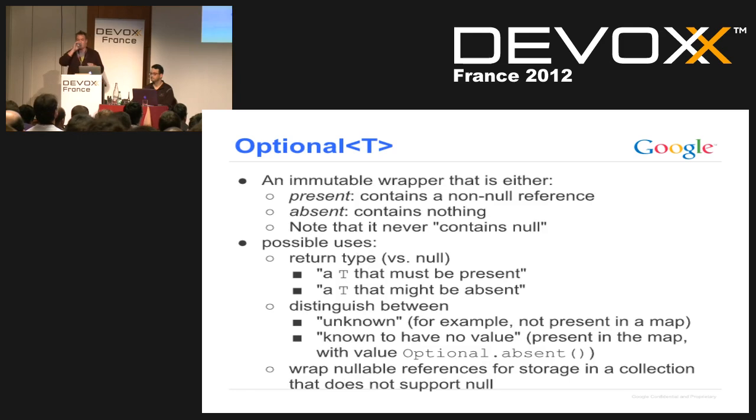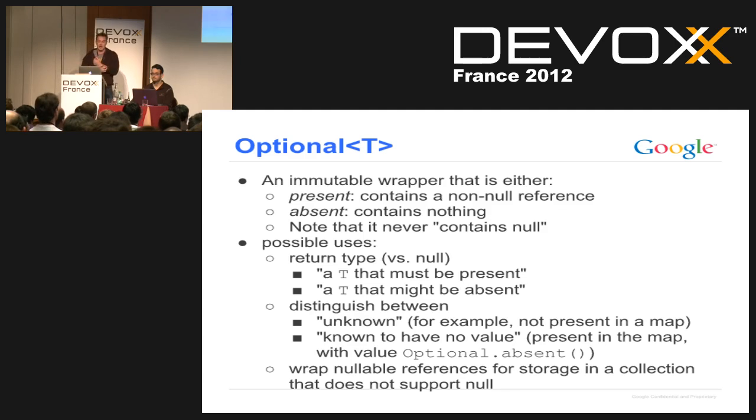Okay, Optional. This is an immutable wrapper that is in one of two states. It's either present, which means it contains a non-null reference, or it's absent, and it never contains null. So an absent Optional contains nothing. It doesn't contain a null reference.